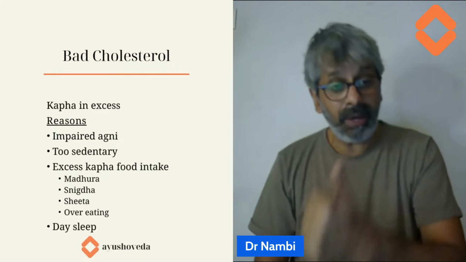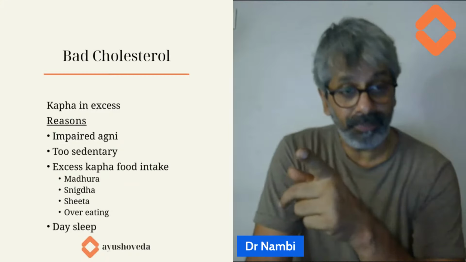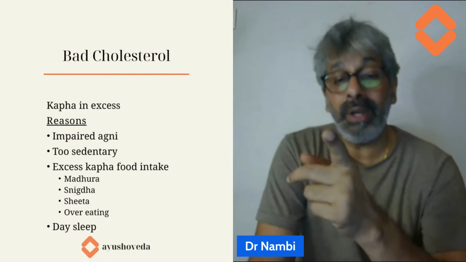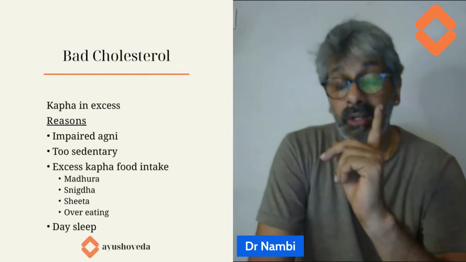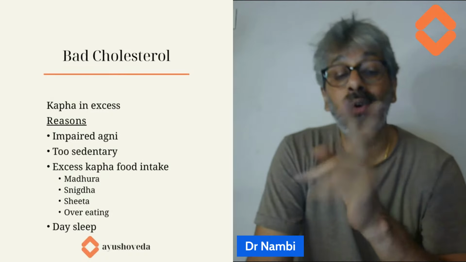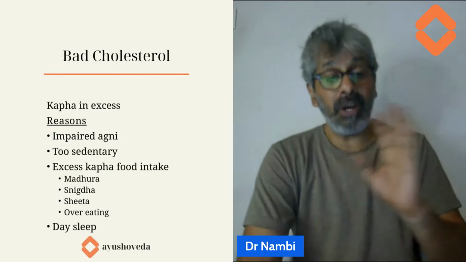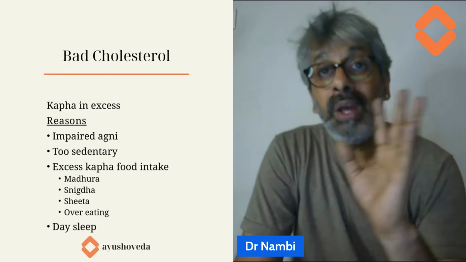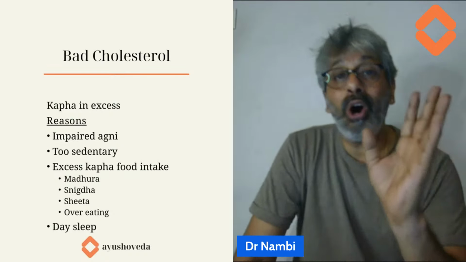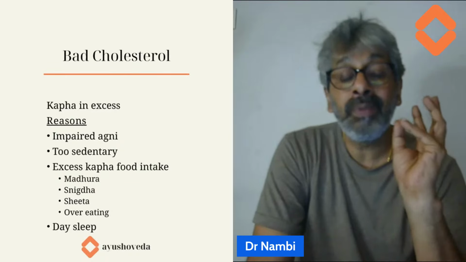So impaired agni, you are extremely sedentary, excessive kapha food intake like sweet, snigdha is oily, shita is cold, or you generally overeat. That means too much kapha. And then you also do day sleep. When you do all these things, there is a sudden increase in kapha and the fat.